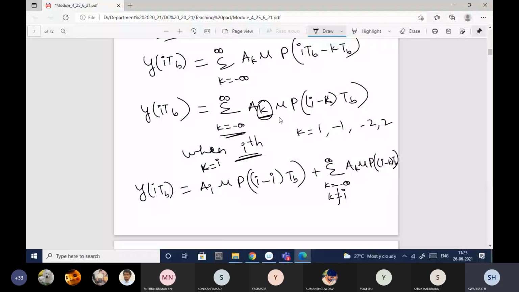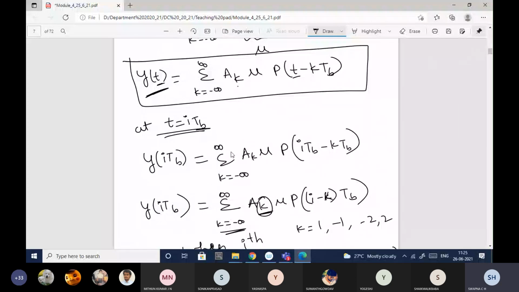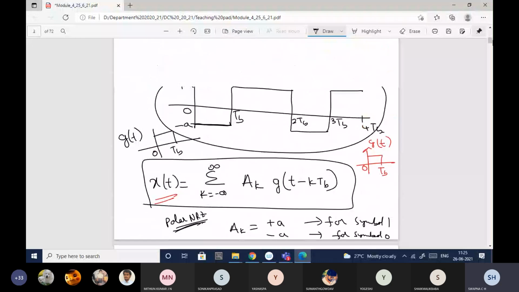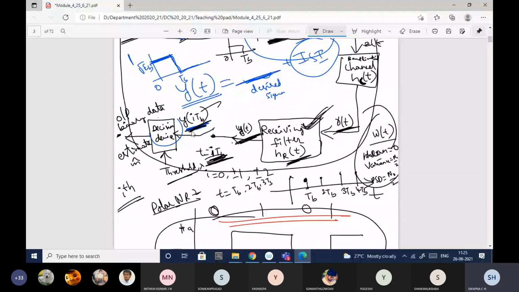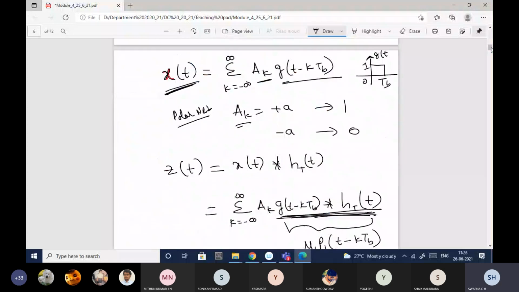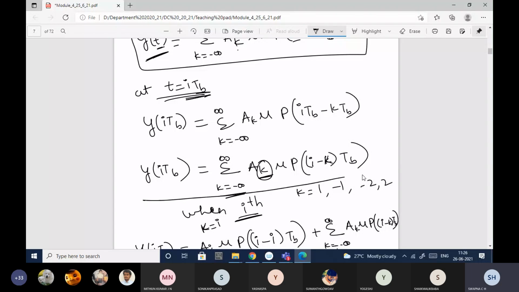See, here I'll just explain once again from y of t. y of t is this signal I've got. Now what I need to do, I need to sample the signal at ITB, because my output decision will be taken based on this ith symbol, y of ITB. Based on this, it will take the decision. So I need y of ITB. In order to get y of ITB, I'm replacing t with ITB. Now I've substituted t is equal to ITB, and then I've just rearranged the terms. This is what I've got.